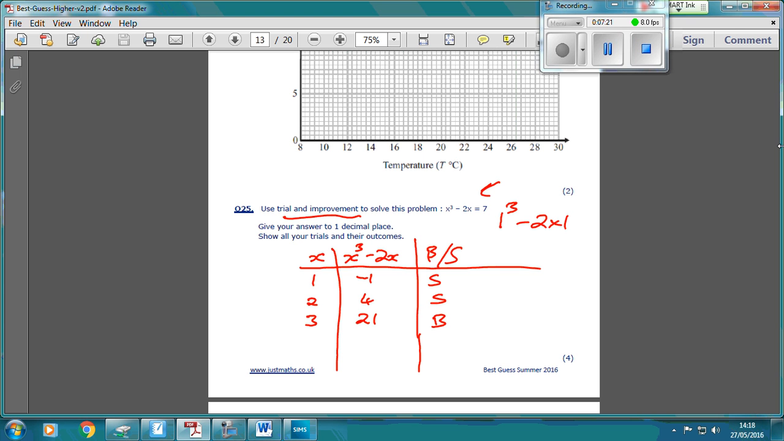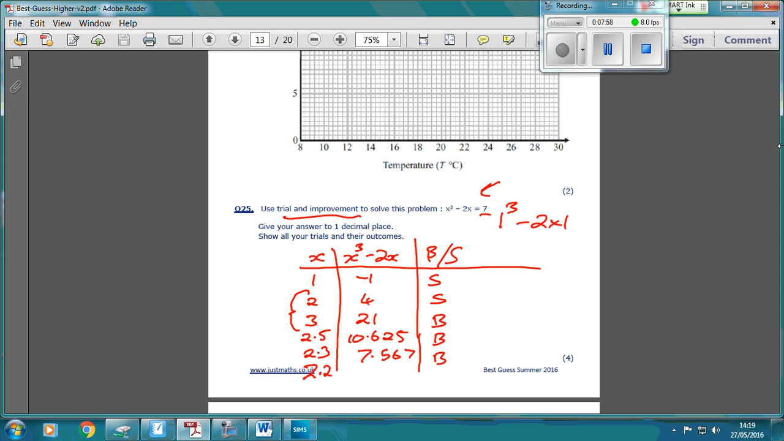Okay, so now we've got a trap between 2 and 3. So then we try 2.5. So we put 2.5 in there, and if we do this, we get 10.625, which is slightly too big, but it's getting closer. So if 2.5 is too big, let's try 2.3. And if we substitute 2.3 in, we get 7.567, which is just a little bit too big because we're after 7. So try 2.2.